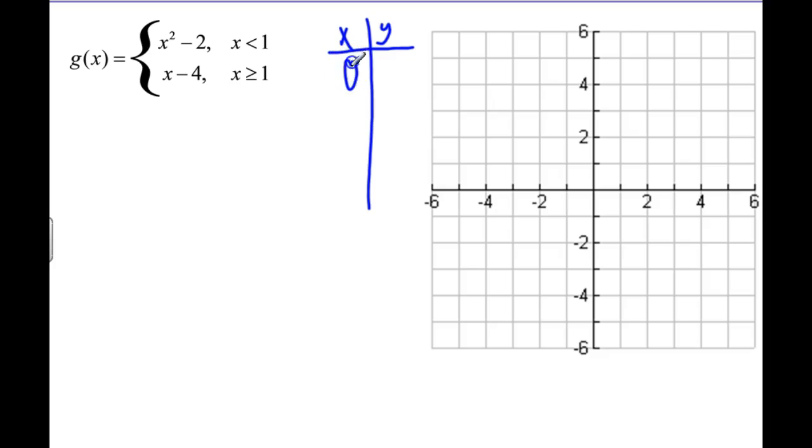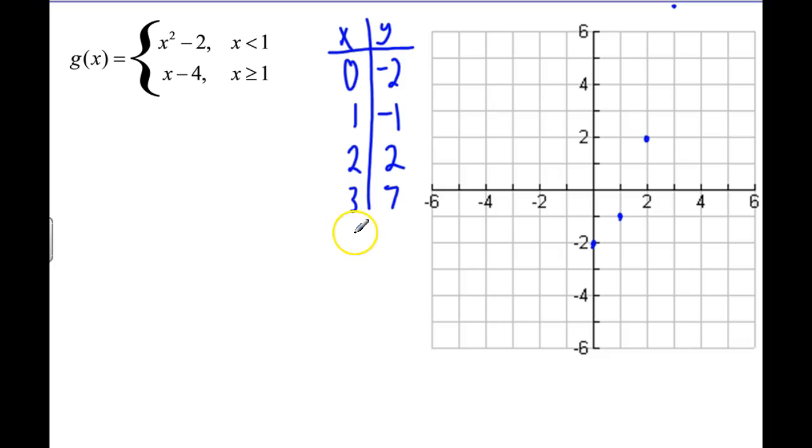So I'm going to plug in like 0 here. This will be 0 squared minus 2 is negative 2. If I plug in 1, I get 1 minus 2 is negative 1. Plug in 2, 2 squared is 4, 4 minus 2 is 2. 3 squared is 9, minus 2 is 7. Okay, let me see if I can plot these points. So (0, -2), (1, -1), (2, 2), (3, 7), somewhere way up there. So it's getting off the frame there at that point.